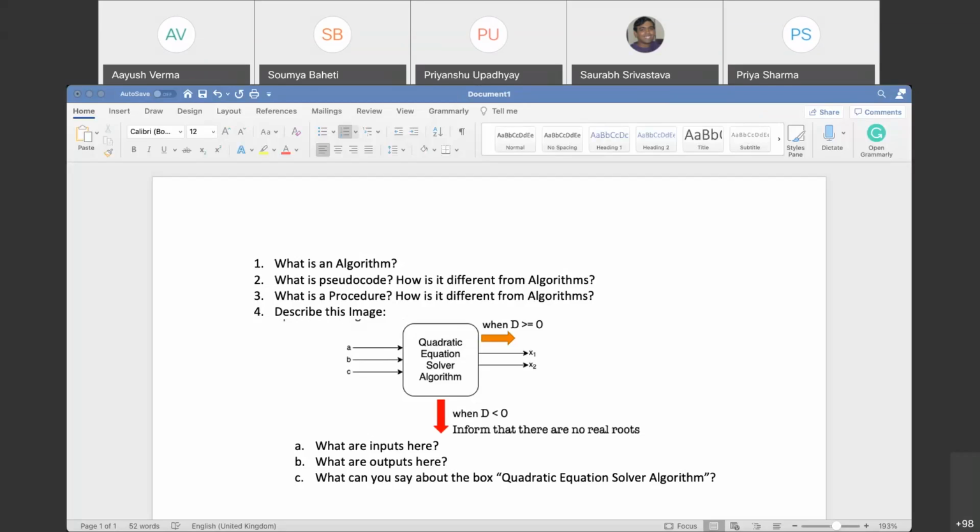So this is very good. I'm very happy that you guys were able to answer this. Both Priya and Soumya have spoken correctly. There's really nothing wrong in that.